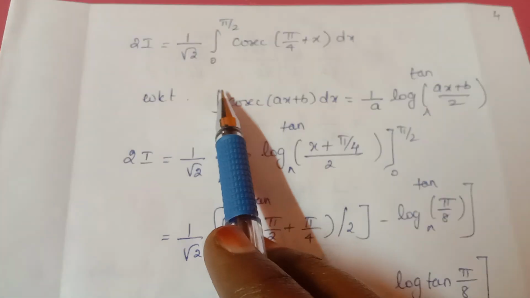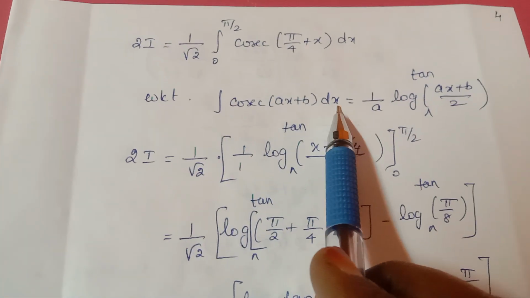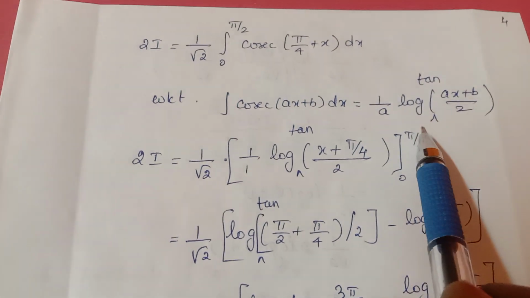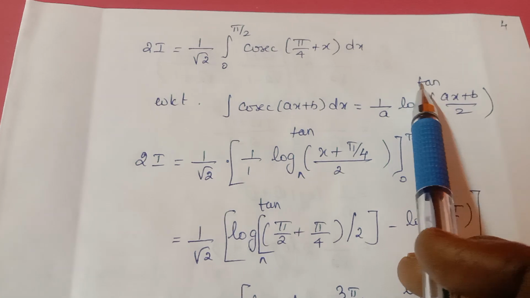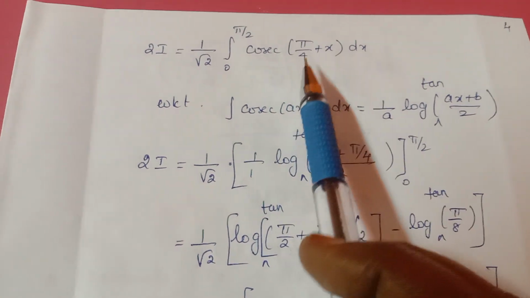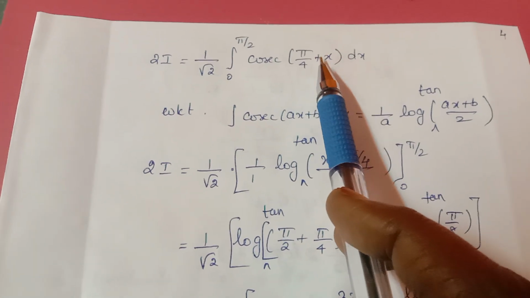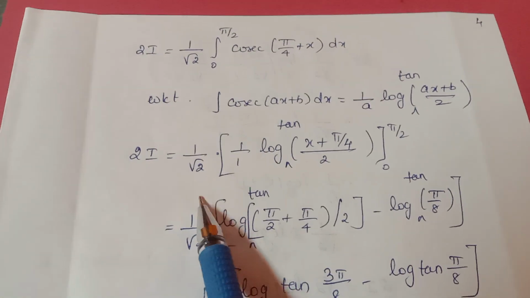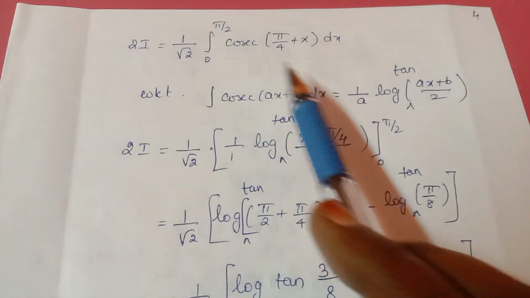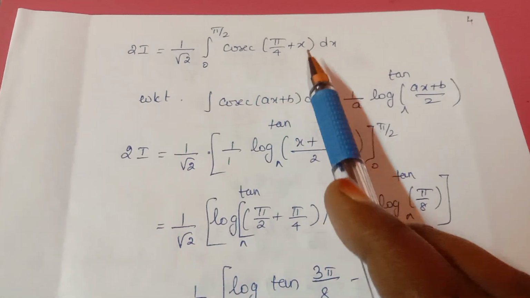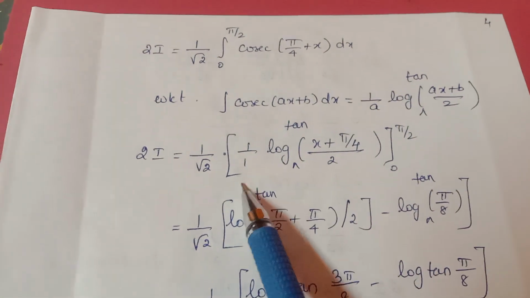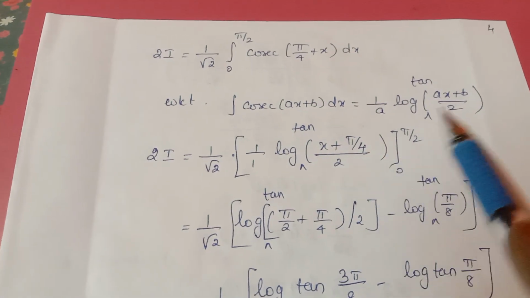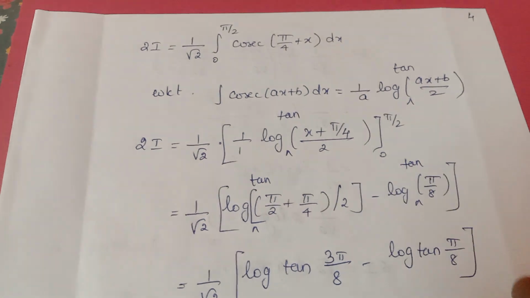But the formula for integral cosecant of ax plus b dx is equal to 1 by a into log tan of, I missed to write tan here, so log tan of ax plus b by 2. For this problem, a, the coefficient of x, is 1 and b is pi by 4. So substitute this formula here. So 1 by root 2 into 1 by a, here 1 by a is 1 because the x coefficient is 1, so 1 by 1 log tan of ax plus b. What is ax plus b here? x plus pi by 4, by 2, within the limit 0 to pi by 2.